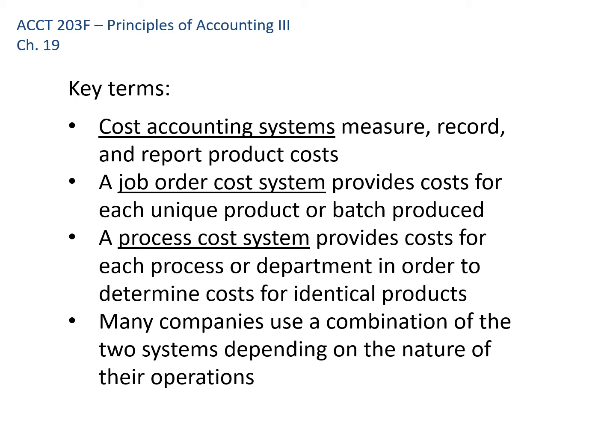Now, in the real world, a lot of companies use both systems depending upon how they're doing things. In my old company, Big Toys, we had a sawmill in eastern Washington that made all of our lumber for us. At that facility, I used a process cost system because every piece of lumber we made was the same as the one before it and after it. But when it came time to make playgrounds, we used a job order cost system because each playground was unique.